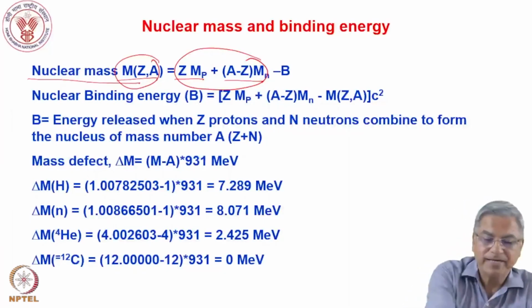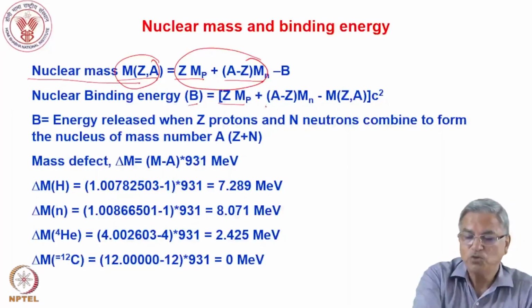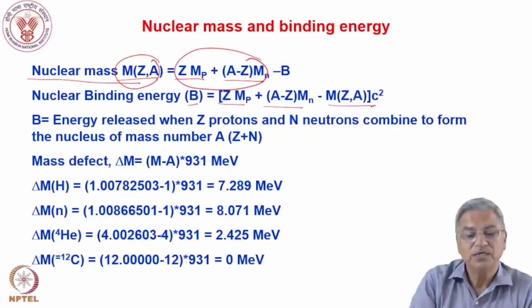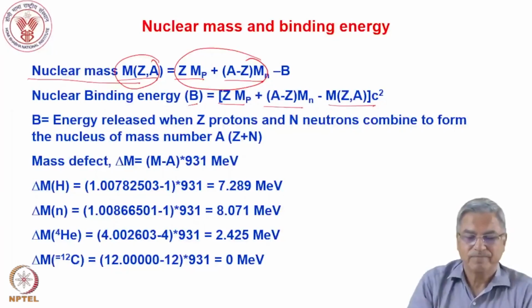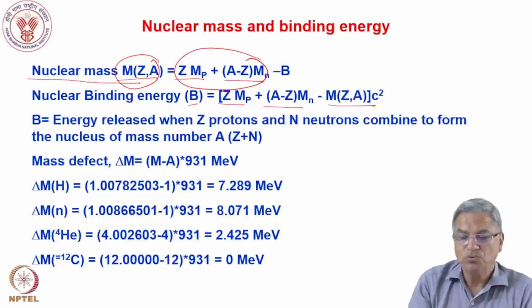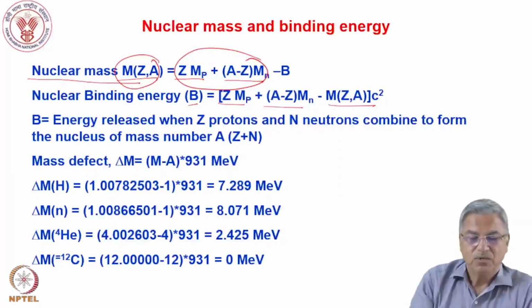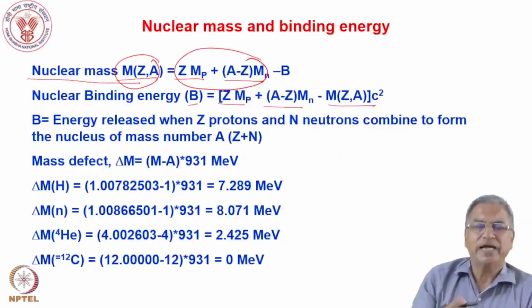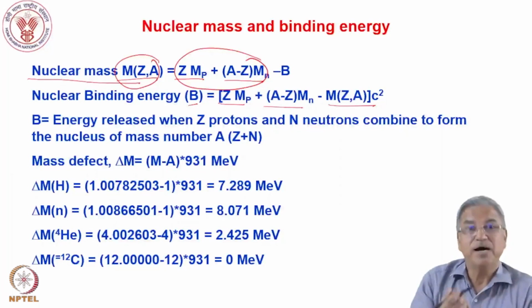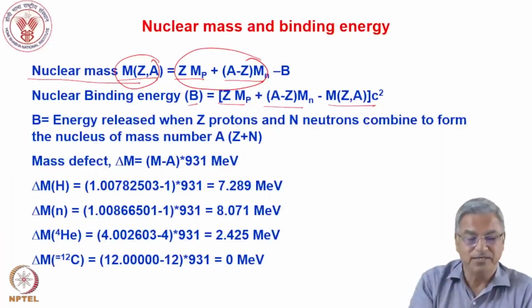So we can write the binding energy B equal to the mass of the protons plus the mass of the neutrons minus the mass of the nucleus. So the binding energy B is the energy released when Z protons and N neutrons combine to form a nucleus of mass number A. Many a time, instead of writing the binding energy, we write it as mass defect. So that is how we can relate mass with the binding energy.